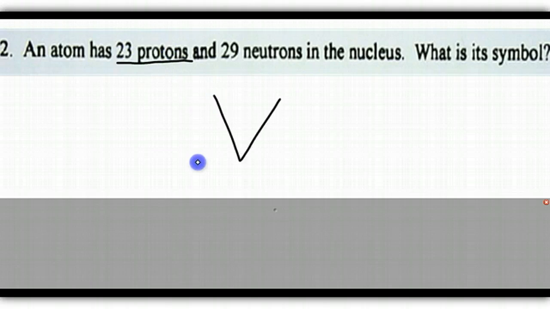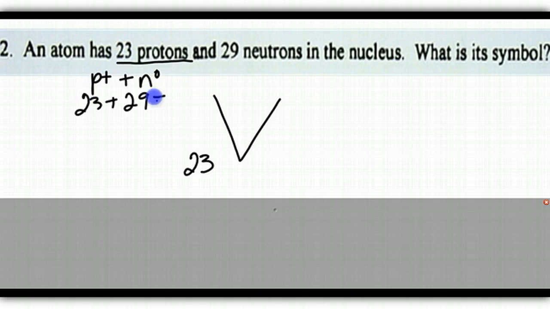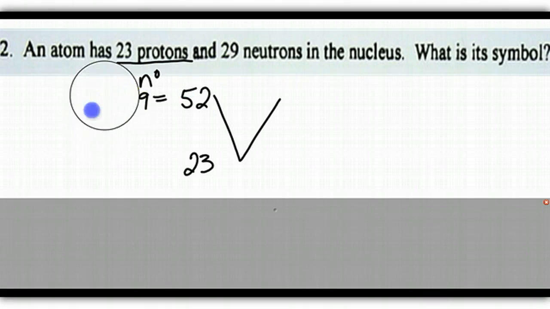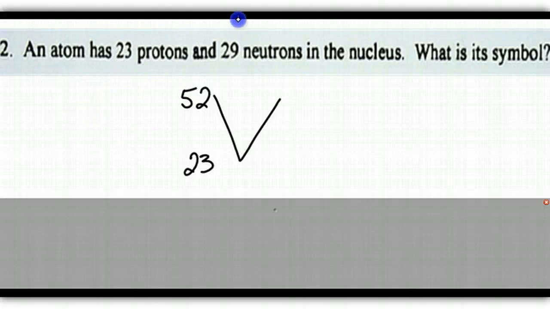I'm also going to write the atomic number, which equals the number of protons, at the bottom left. Now what I need is my mass number. The mass number is the protons plus the neutrons. So I'll add 23 plus 29, and that's going to give me 52 as my mass number. Finally, I want to determine what's the charge. And notice that they don't tell us a number of electrons. However, we do know that it's an atom, which implies that it's neutral. So we can assume that there are 23 electrons balancing out the 23 protons, and so we do not need a number here because it's neutral.